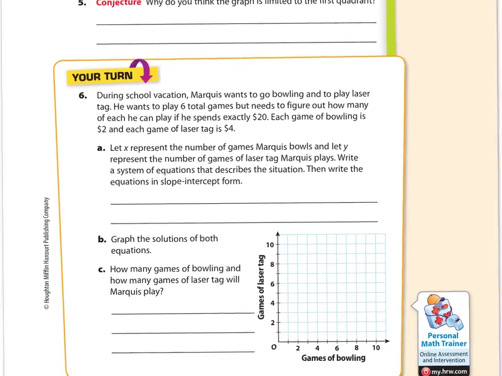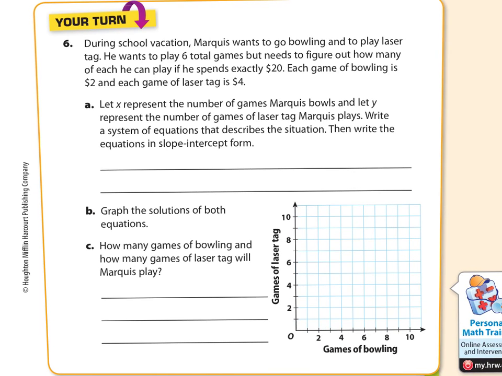All right, let's do another example here. Same thing. This time we're talking about bowling and laser tag: how many times you go bowling, how many times you do laser tag. Now, he wants to play 6 total games. So x plus y needs to equal 6. The number of bowling games and the number of laser tag games needs to equal a total of 6. Now, each time he bowls, it's $2.